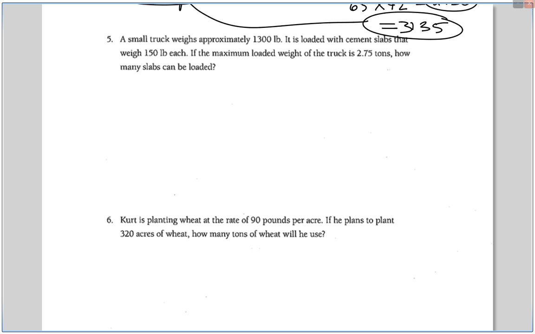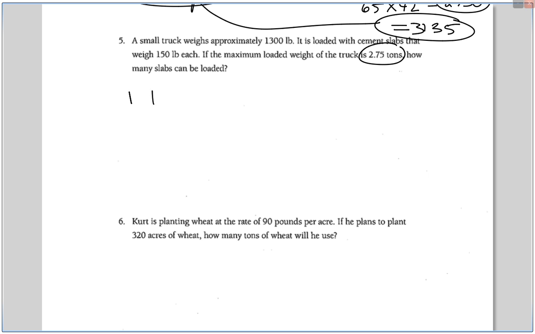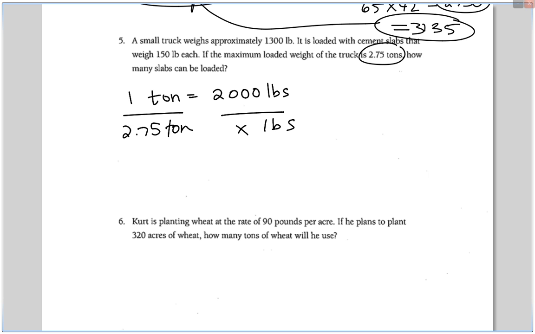Alright, a small truck weighs 1,300 pounds, and it's loaded with cement slabs that weigh 150 pounds each. If the maximum loaded weight of the truck is 2.75 tons, how many slabs can be loaded? I'll do this question a little bit differently than the one above, using cross multiplication, which you might be more familiar with. So 1 ton is 2,000 pounds. We have 2.75 tons, and we want to figure out x pounds. Cross multiply, you just times those two numbers, divide by 1 does nothing. So 2,000 times 2.75 is 5,500 pounds.